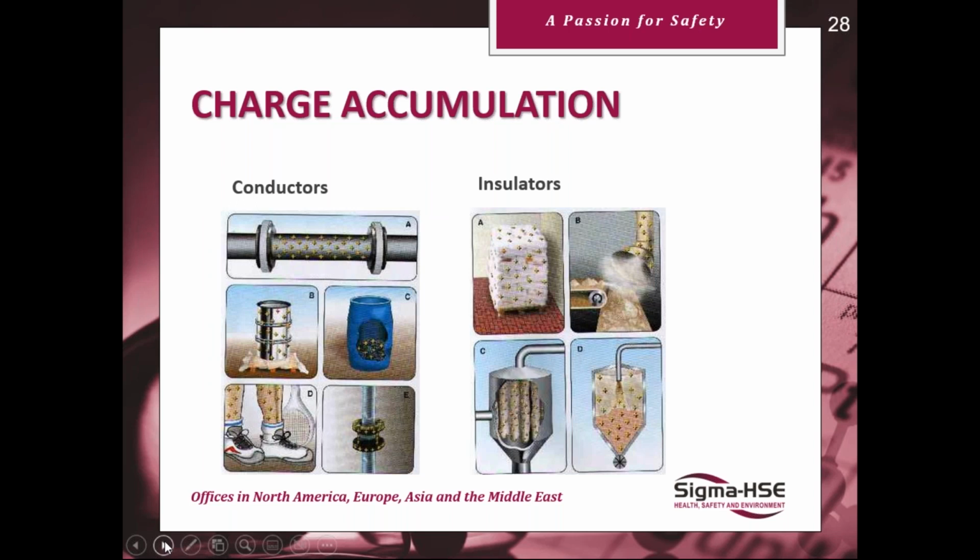Here's a couple of examples for you for conductors. In A, we have a length of pipe with insulation between the pipes. So the middle section is isolated away from either side. This is an isolated conductor, and it will continue to charge and charge. And if an earth comes close to it or near it, then it will spark over to that.